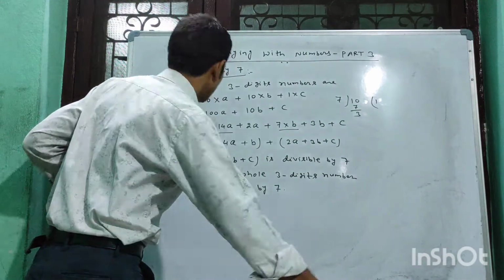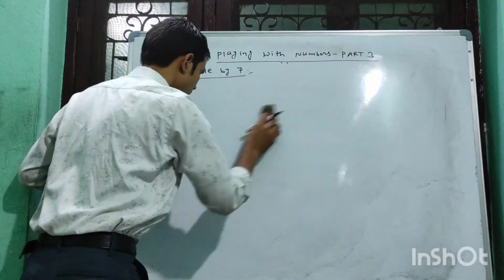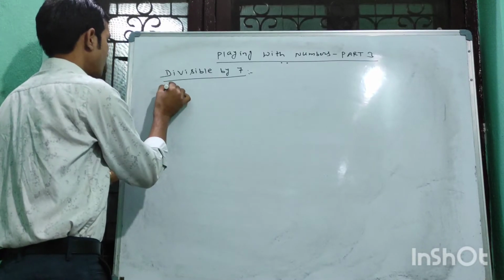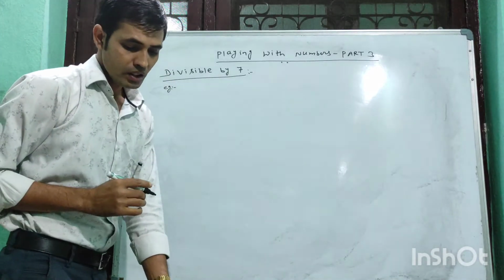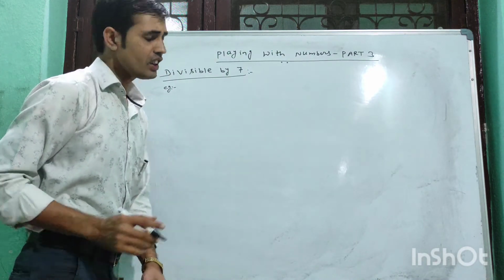Take one example. If you take one example, then check it. Suppose you are taking one example and checking it, 364.